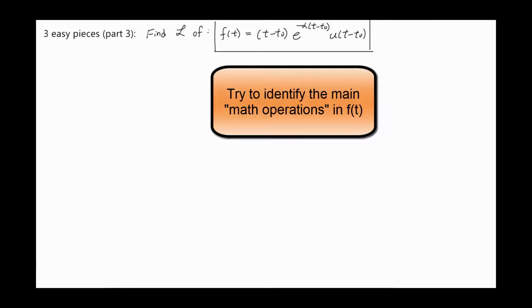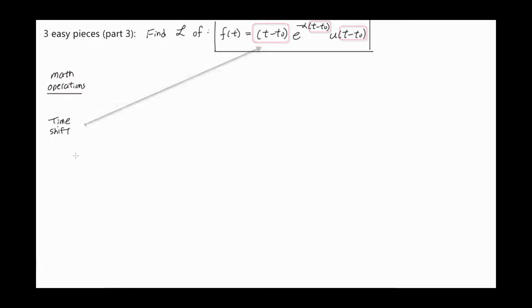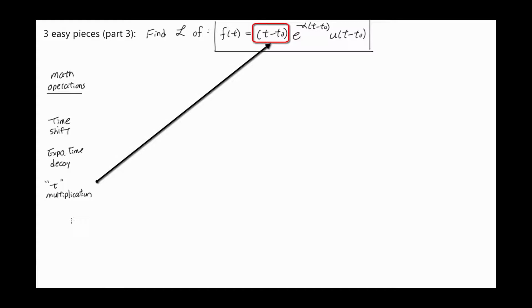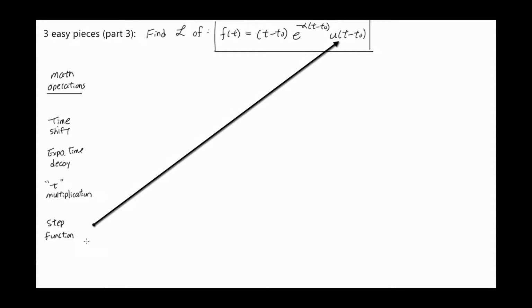Sweet. So now, for the last part of our 3 easy pieces, we're going to challenge ourselves and try to find a Laplace transform of (t minus t naught) times e to the negative alpha (t minus t naught) times the step function u(t minus t naught). When faced with complicated functions like this, you first want to identify the main operations in f of t. So we first see time shift terms. We also see an exponential time decay term, a t multiplication term, and finally a step function term.